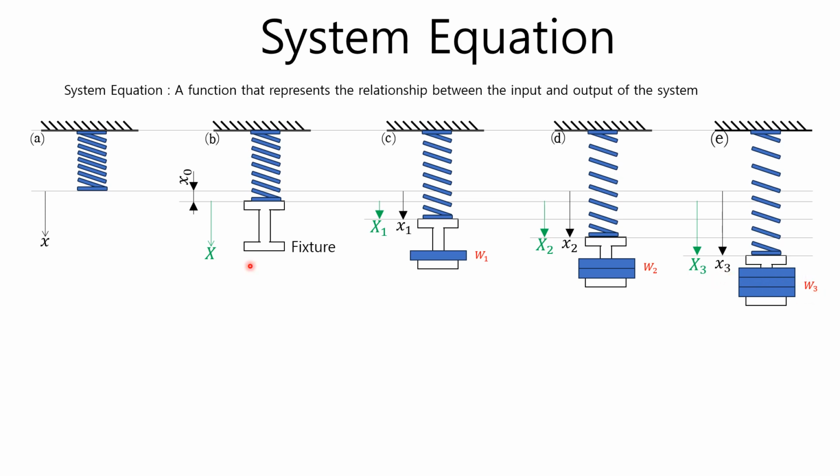In the coordinate system denoted by a capital X, the displacement containing the fixture weight is defined as 0. Therefore, in figure C, 1 weight is added to the system, resulting in a displacement of capital X1. In figure D, 2 weights are added to the system, resulting in a displacement of capital X2. In figure E, 3 weights are added to the system, resulting in a displacement of capital X3.